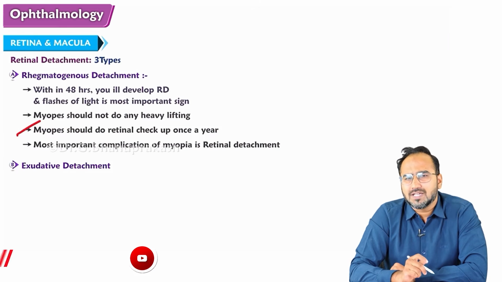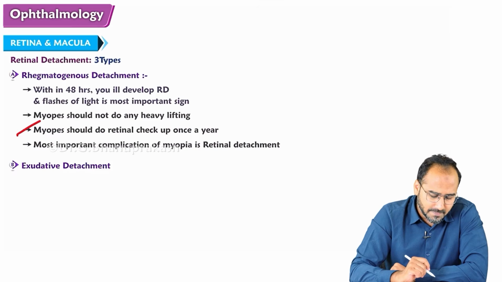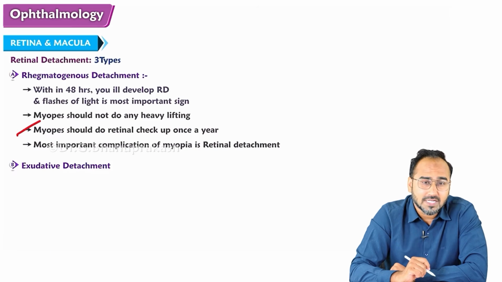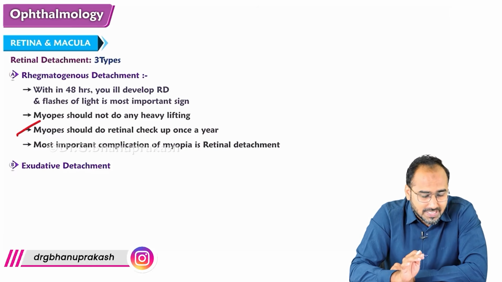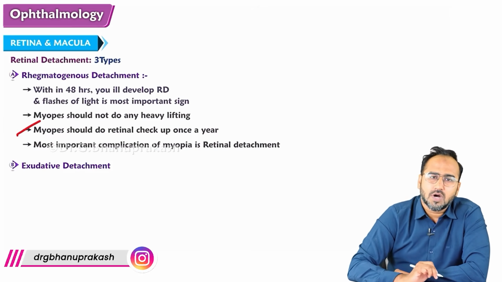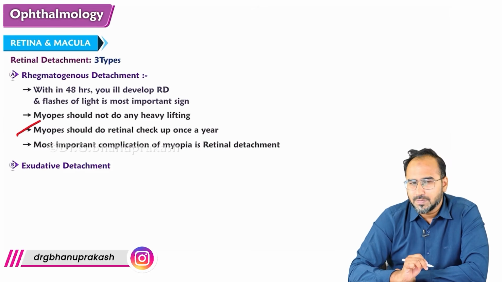the most important complication of myopia is what, guys? Retinal detachment. That is regarding what, guys? That is regarding the rhegmatogenous retinal detachment. Now coming to what? Exudative retinal detachment.